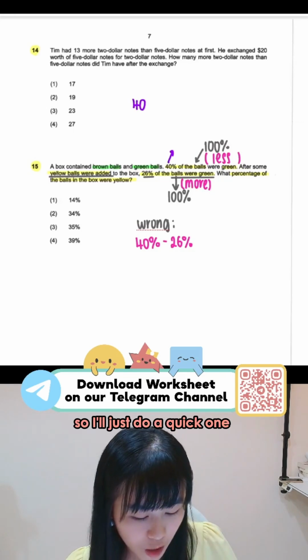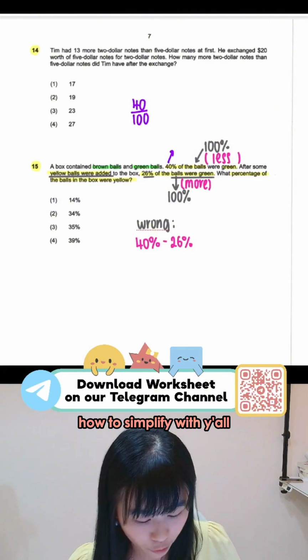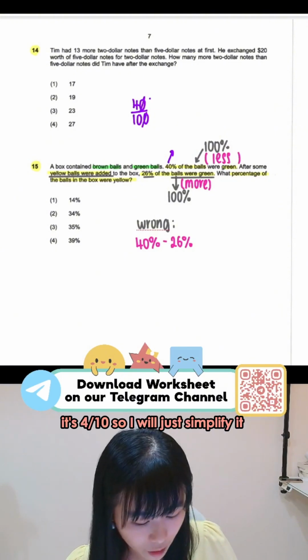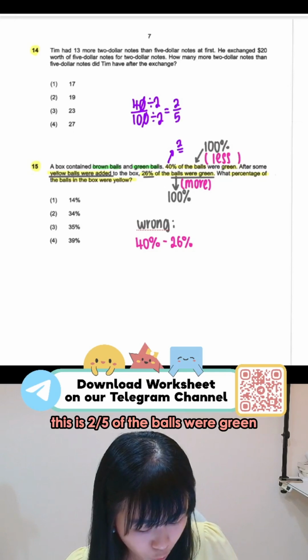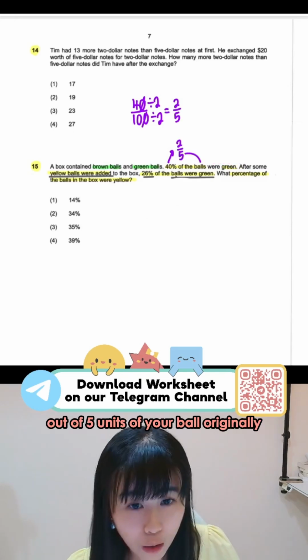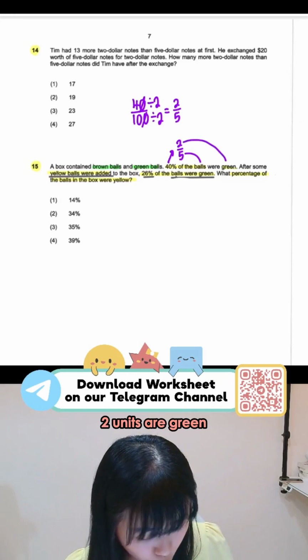40%. This is Paper 1, so I'll just do a quick one. How to simplify? It's 4 over 10. So I will just simplify it, I will get 2 over 5. This is 2/5 of the balls were green. Out of 5 units of your ball originally, 2 units are green.